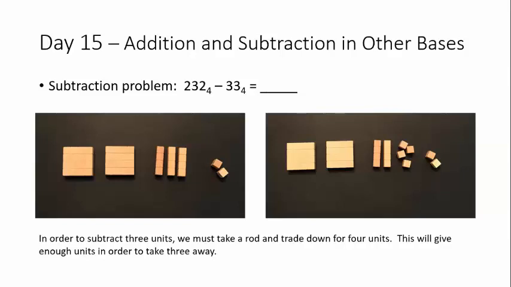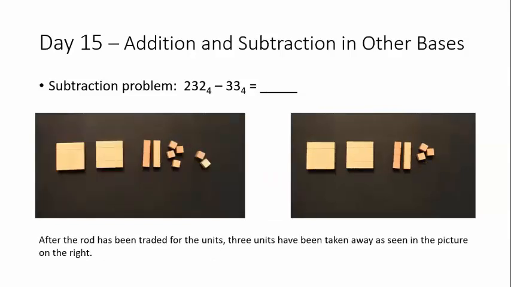In the picture on the right, you'll see that I've traded a rod for 4 units, and now we're able to take away 3 units. In the picture on the right, you'll notice that I've taken away 3 units. I also have to take away 3 rods. I have only 2 rods there. I will need to trade down again.